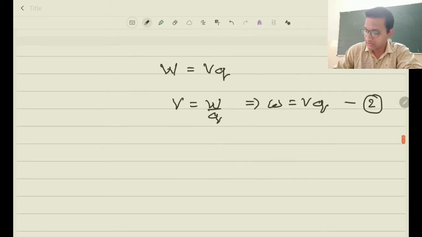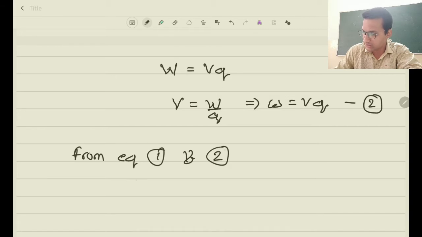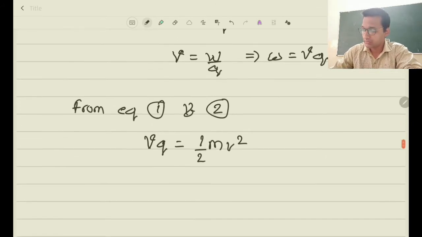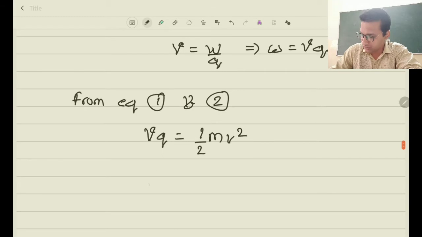What do we get from equation 1 and equation 2 is VQ is equal to 1/2 mv square. Now let us make the equation for potential a little bit different so that we understand this is the potential difference. Now we can create an equation for V square.